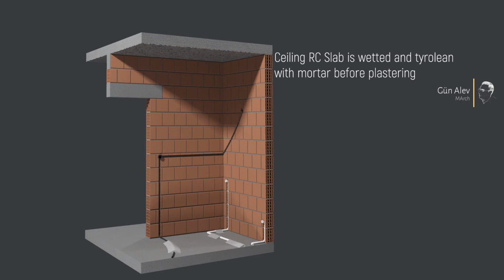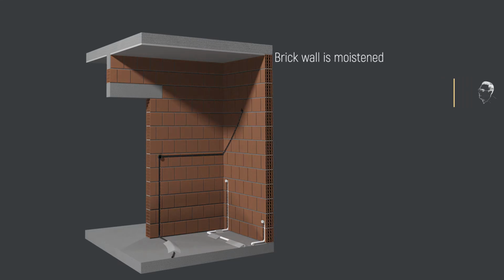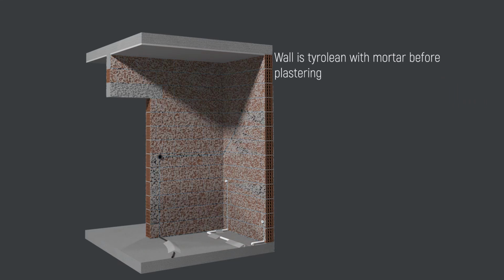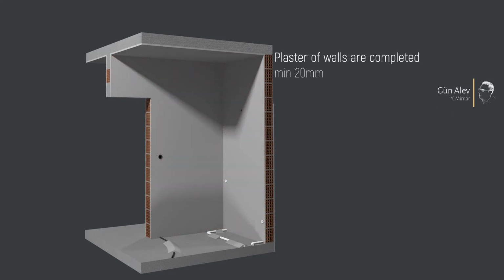Ceiling is wetted and Tyroleaned. Ceiling is plastered. Wall is moistened. Wall is Tyroleaned. Guides are made. Plasters are completed.